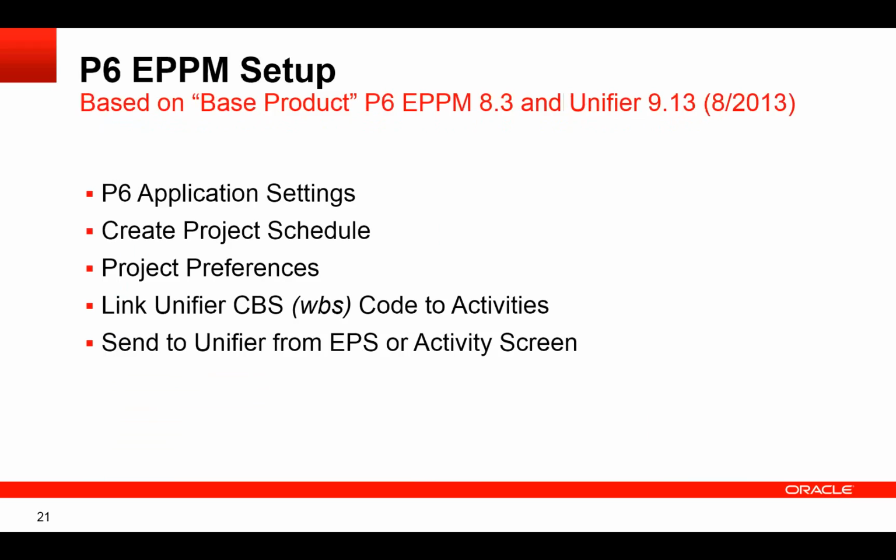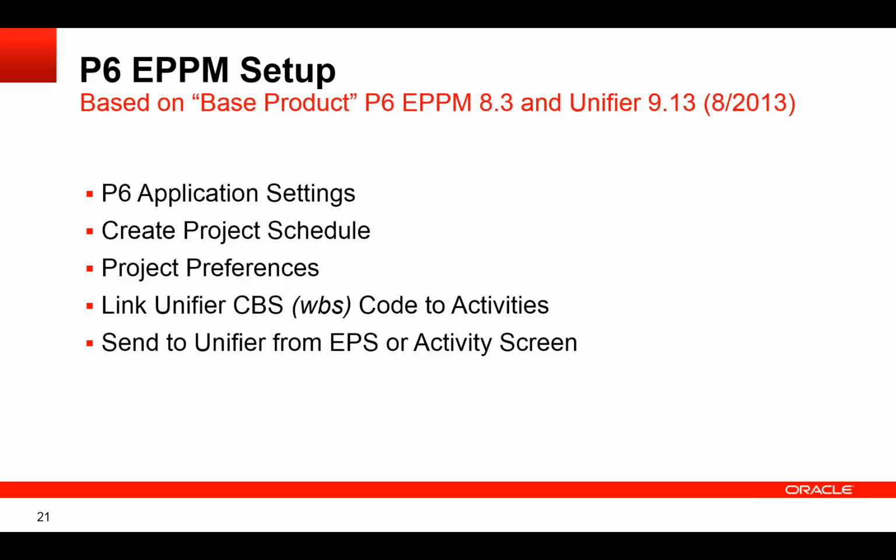On the P6 EPPM side, we need to set up application settings first. Then you have to create your project schedule. You set up your project preferences. You then link the Unifier cost breakdown structure code to activities. A single cost breakdown structure can be linked to multiple activities, and when the dates go over, it takes the earliest early start and the latest early finish as the dates that go over. I cannot link multiple cost breakdown structure codes to a single activity.